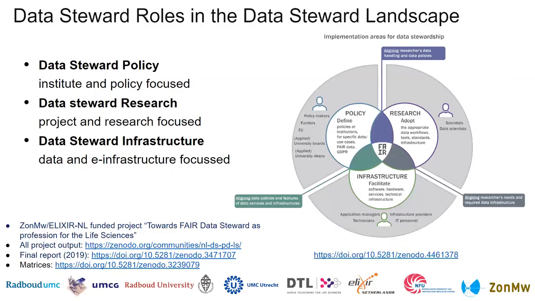This is a picture that I'm very proud of. This is work that we did in 2019, where we analyzed the data stewardship landscape, and we ended up identifying 3 different roles. I call them roles on purpose, not stewards or persons. These roles can be done by several persons, and those persons might also have other roles in their organization. We identified 3 main areas: the policy, the research, and the infrastructure.